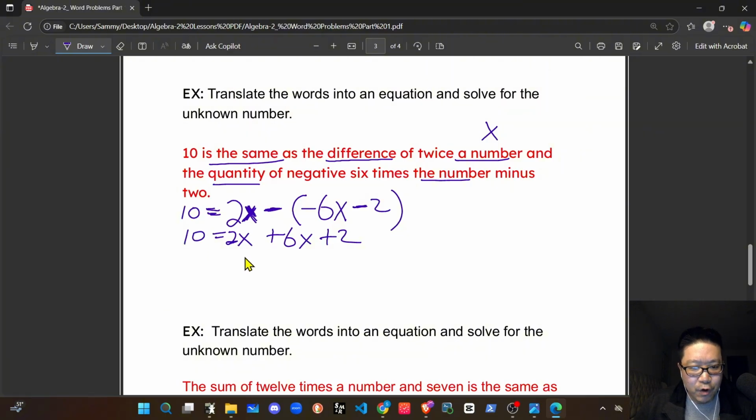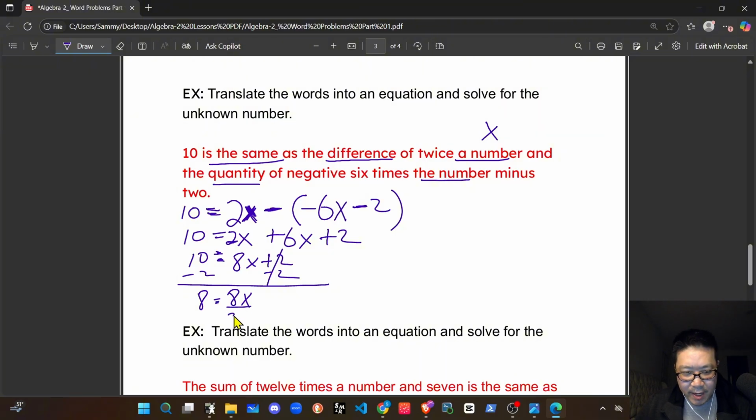You can combine like terms on your right side. That'll give you 8x plus 2. So we have 10 equals 8x plus 2. And we can solve for x by first subtracting 2 from both sides. We have 8 on the left side and 8x on the right side. To fully isolate x, we divide both sides by 8. And that gives us 8 over 8, which is 1. So x equals 1.